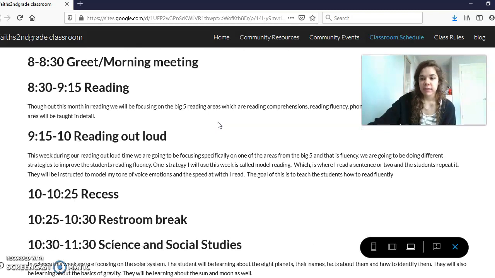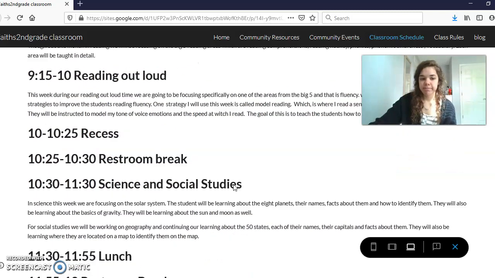And during our reading out loud time this week, we're going to be focusing specifically on our reading fluency, and the strategy I'm going to use to teach our reading fluency is called model reading. This is where I read a sentence or two or a paragraph, and I'm going to model for the students how I want them to read it. So the speed at which I read it, my emotions, like if there's a question, whether my voice goes up or down, things like that. And I'm going to tell the students to repeat it the way I do it.